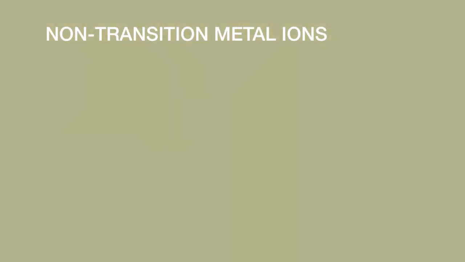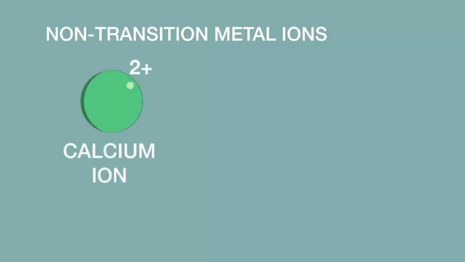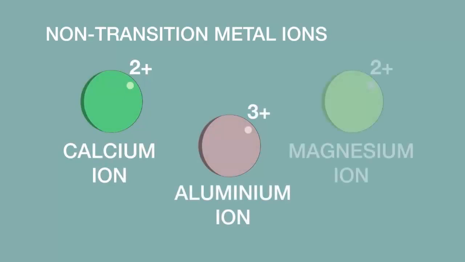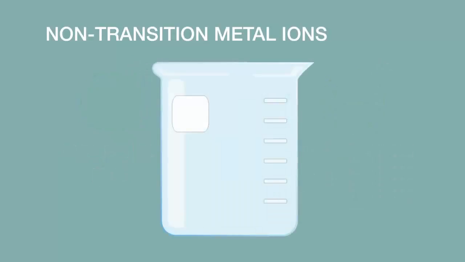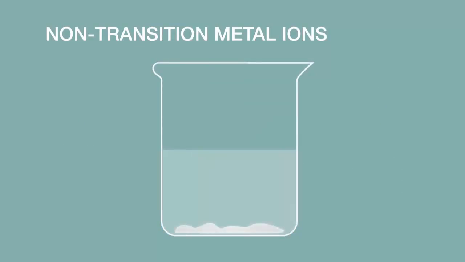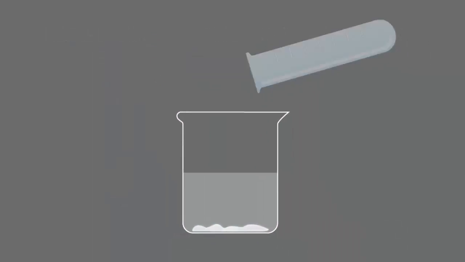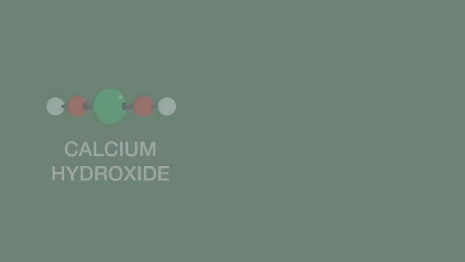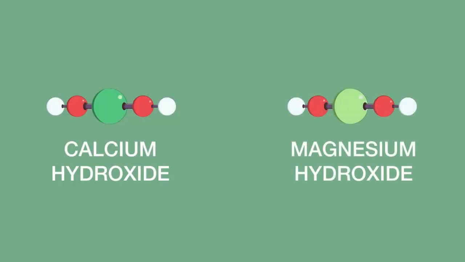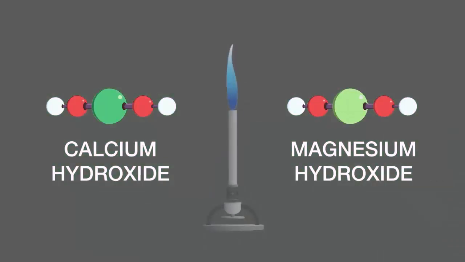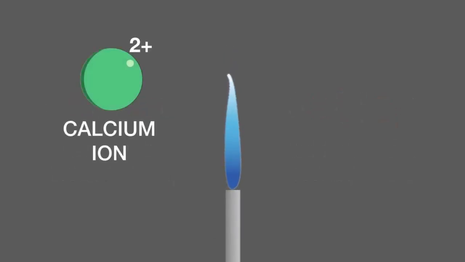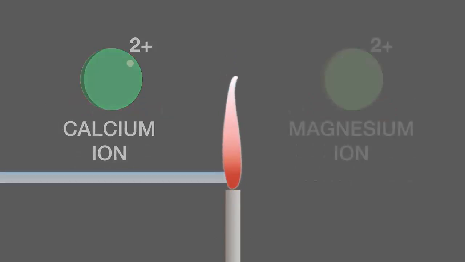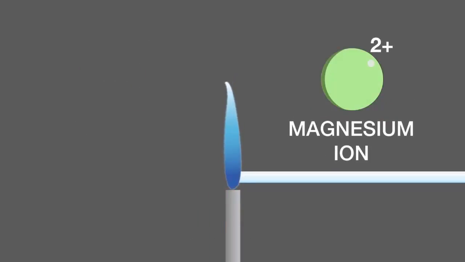Some non-transition metal ions that form a precipitate upon the addition of aqueous sodium hydroxide are the calcium ion, the aluminum ion, and the magnesium ion. These resulting metal hydroxide precipitates are white. Further addition of sodium hydroxide will dissolve aluminum hydroxide. Calcium hydroxide and magnesium hydroxide can be distinguished using a flame test. Calcium ions will give a brick red flame, whereas magnesium ions do not give a flame color.